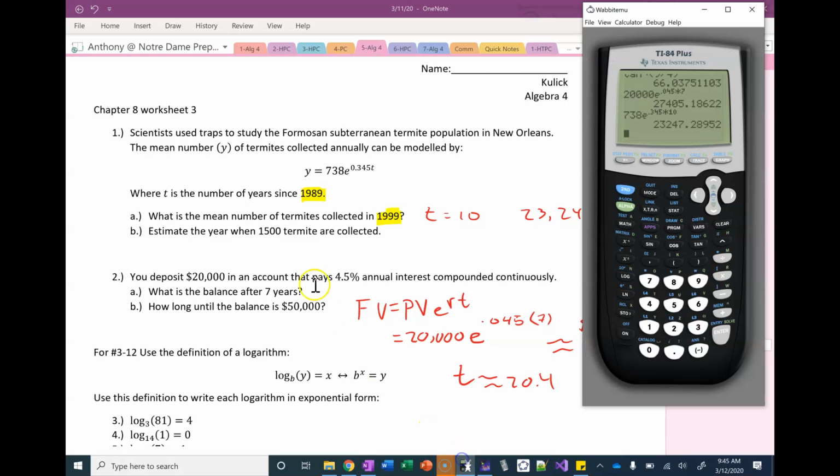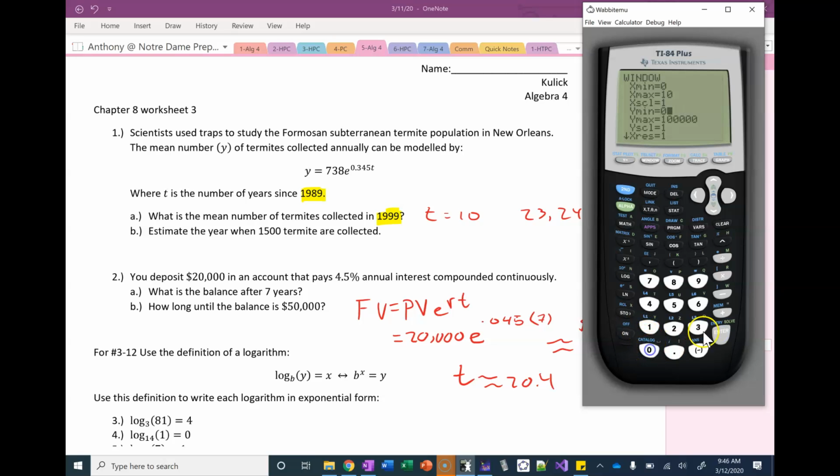In part B, we want to find the year when we got 1,500 termites. So I'm going to do this by graphing. So I'll do 738 e to the 0.3445x, and then we'll do this as 1,500. And then I'll pick a window. When t was 10, we got way more than 1,500, right? So 0 to 10 seems like a decent guess there.